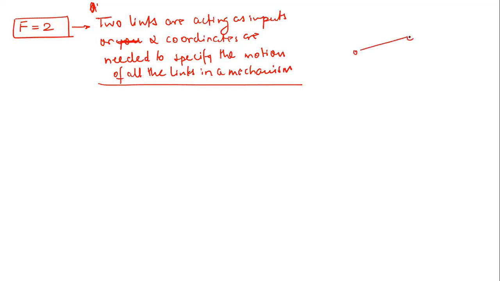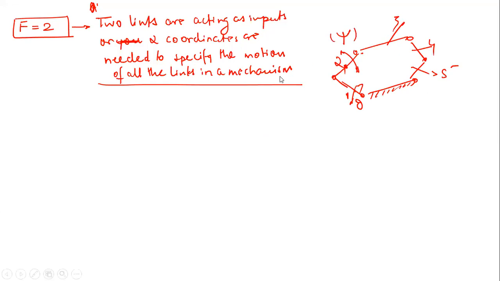That means, let's say your mechanism is composed of a number of links, and the degree of freedom of that mechanism is 2. If these two are your input links, link 1 and link 2, then you need to specify the coordinate for link 1 as well as link 2, to specify the motion of all these links, 3, 4, 5 in the mechanism. So you need one coordinate, let's say theta for this, another coordinate psi for this. This is how you are going to interpret this definition of degree of freedom.